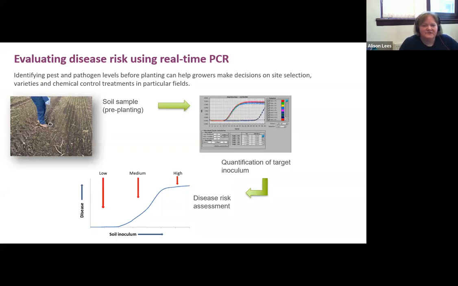So we know that real-time PCR detects and quantifies the amount of target pathogen within a sample, and it's a sensitive, specific, and reliable technique. We can quantify levels of soil inoculum, and I've just shown that there's some sort of relationship between inoculum and disease. But ideally, this could be used as a tool to allow growers to make decisions on site selection, varieties, and control options based on the severity of disease risk. And so this was the next step in the equation.